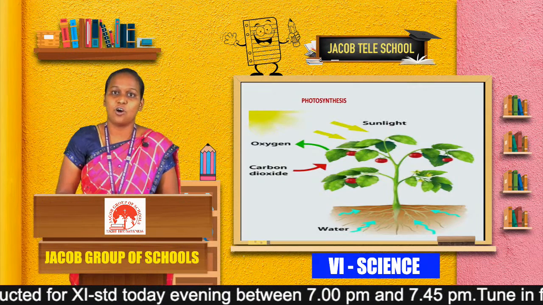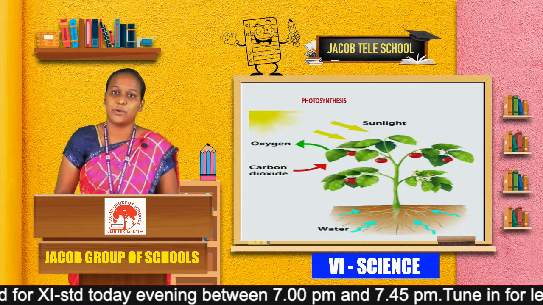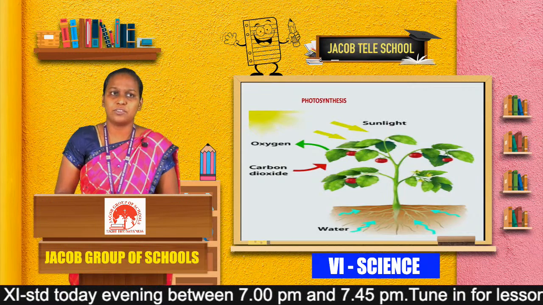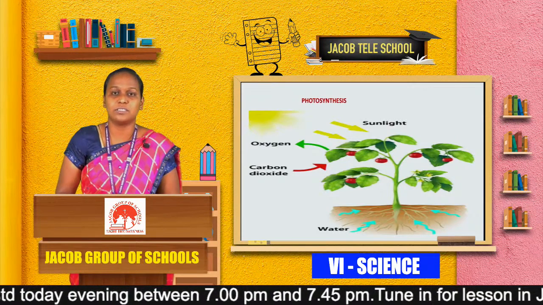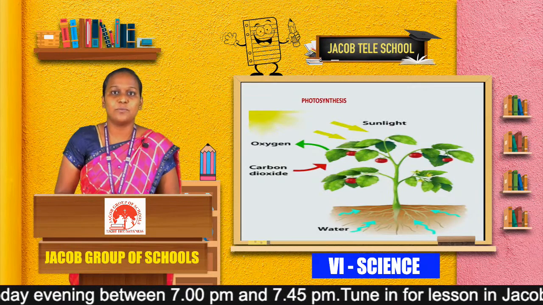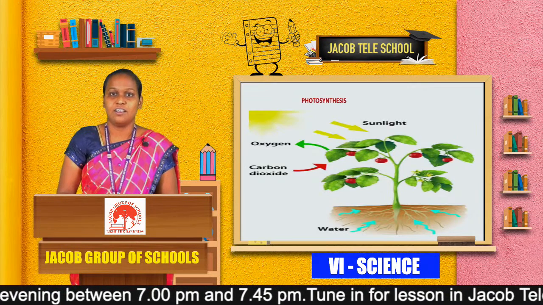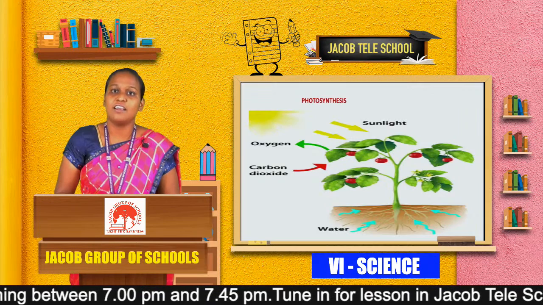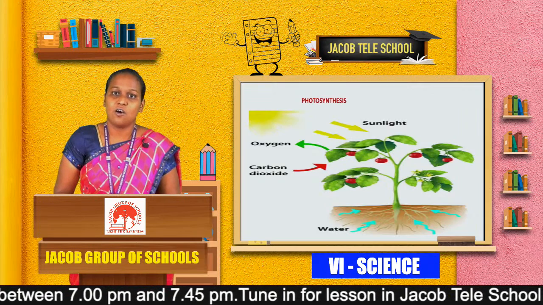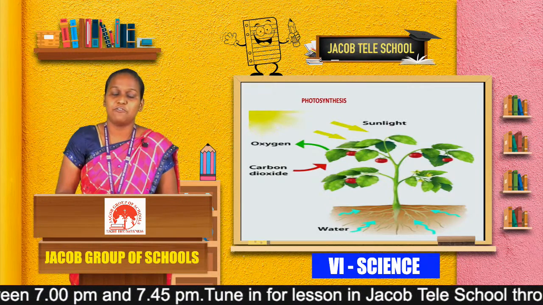What is the food called? Glucose. Glucose is produced. Is only glucose produced, children, during the photosynthesis process? No. One more gas is also produced. What is that? Oxygen. With the help of the oxygen, we are inhaling. The air we breathe, we get from the plants.